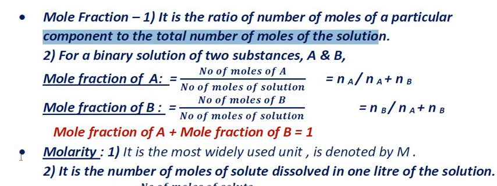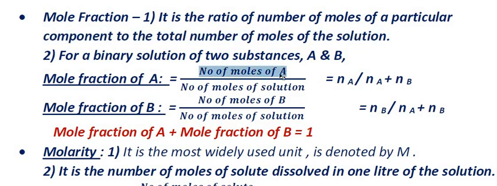So suppose we have got two components A and B, then how can we find out the mole fraction? Let us find out the mole fraction of component A. Then mole fraction of component A can be calculated by this formula, and it is equal to number of moles of A upon number of moles of solution. So a solution is made up of both A and B. So in the denominator you will have to sum up the number of moles of A and B.